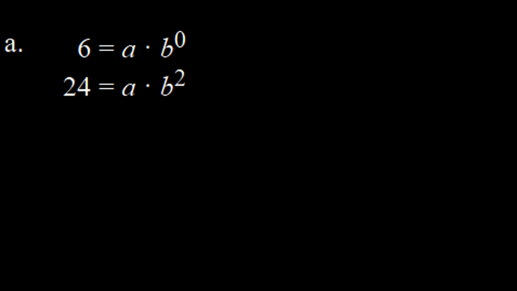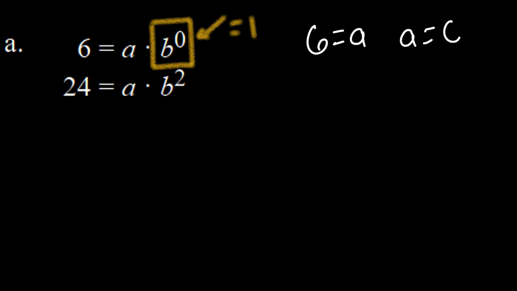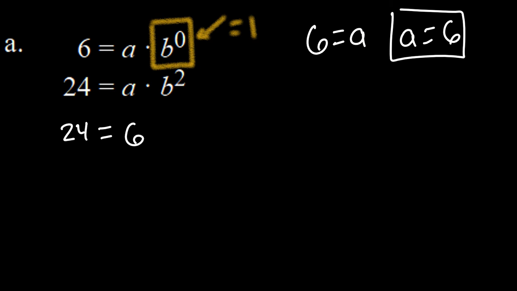What I like about the first equation is very clever, because look at this, b to the 0 power. I know that is the number 1, right? This equals 1. So because of that, I can rewrite this equation as 6 is a. Oh, in other words, a is 6. So I know that a is 6 right off the bat, just because of the fact that b to the 0 power is 1. What I'm going to do with that is I'm going to substitute that value of a into the second equation. So just rewriting the second equation is going to be 24 is equal to 6 times b to the second power.